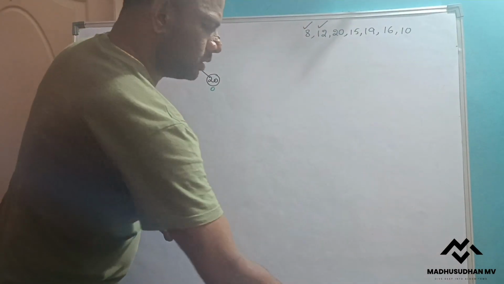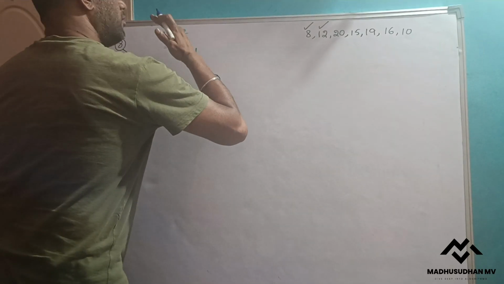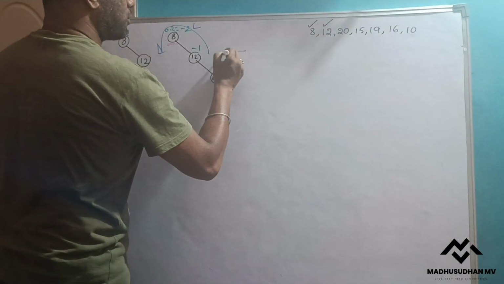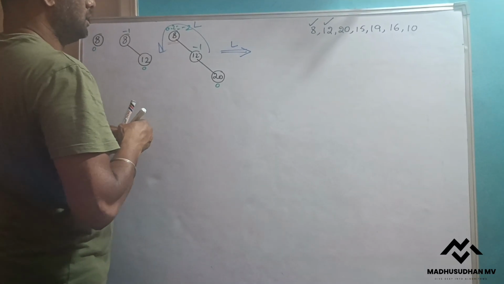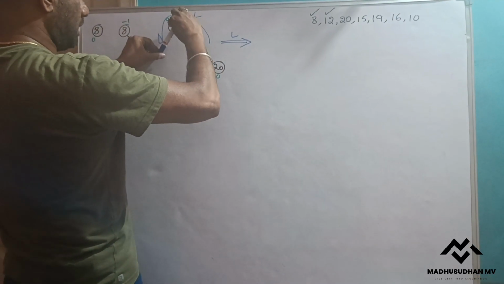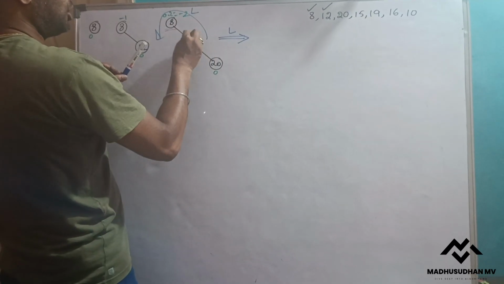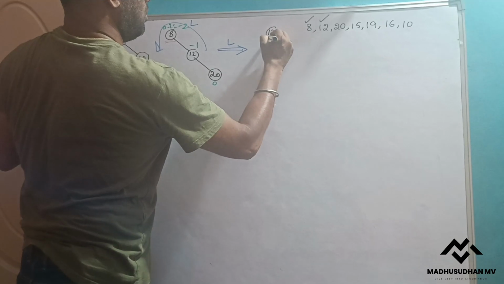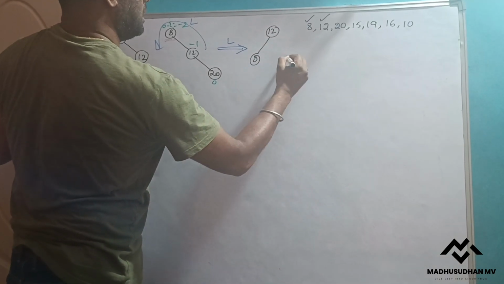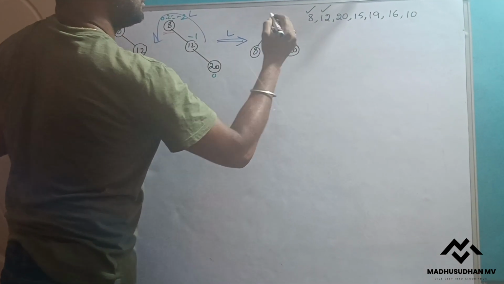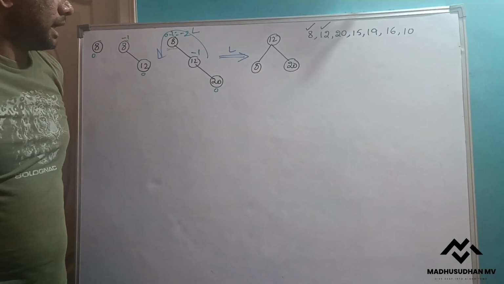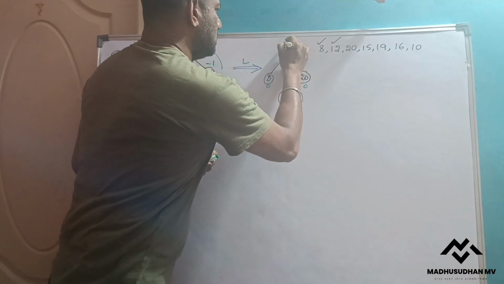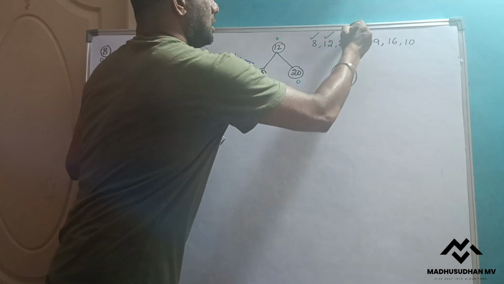So what to do? This is right of right, so make a left rotation. If you do left rotation, what do I get? 12 comes here, 8 goes here, 20 comes up. So this is 12, this is 8, and this is 20. Okay, so this is done. Now if you check the balance factor, 0, 0, 0. Now this element is also done.